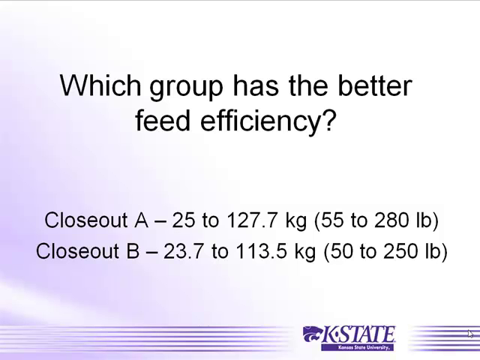All right. Getting to looking at things. I think Noel alluded to this as well: going to heavier weights. You can see closeout A, 25 to 127 kilos or 55 to 280 pounds. Closeout B, 50-pound in weight, 250-pound market weight.